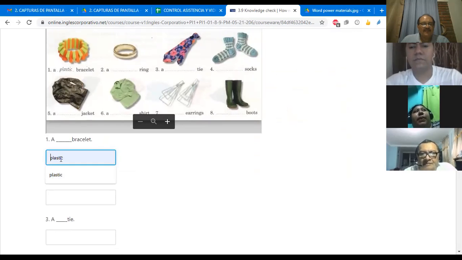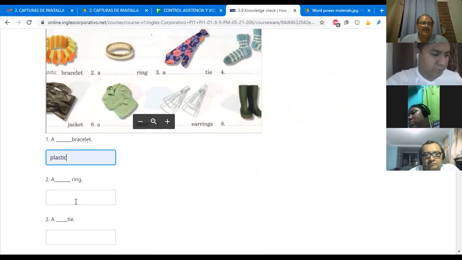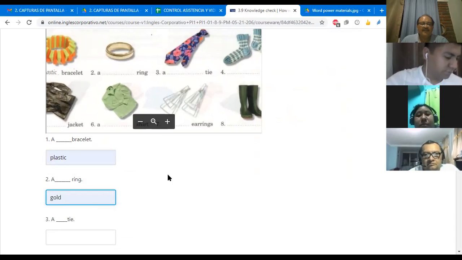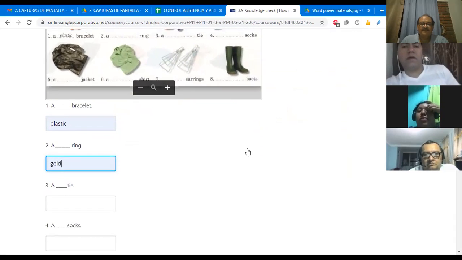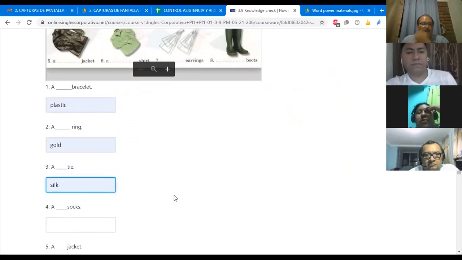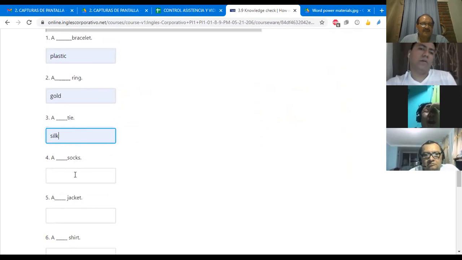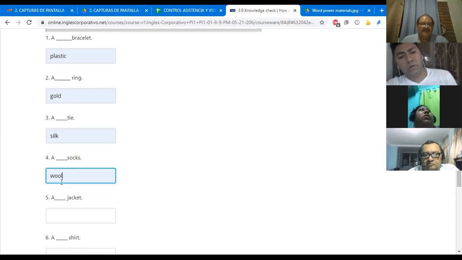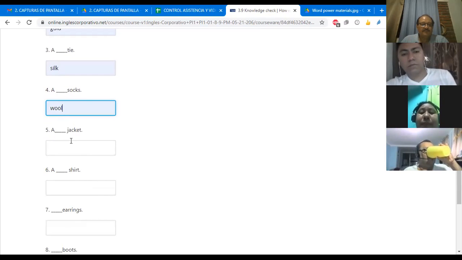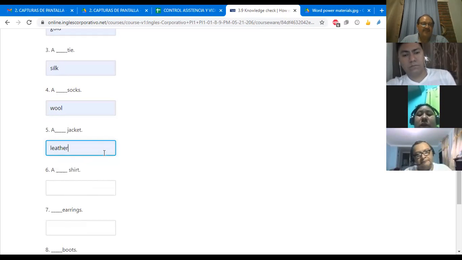Then we have, for example, the bracelet, which in this case is plastic, right? A plastic bracelet. Then we have a gold ring. Tell me, the tie. Silk. It's made of silk. Here it says a socks, but here there should be nothing, it should only say wool socks, because it's plural. Okay, an error. The next one, leather jacket.